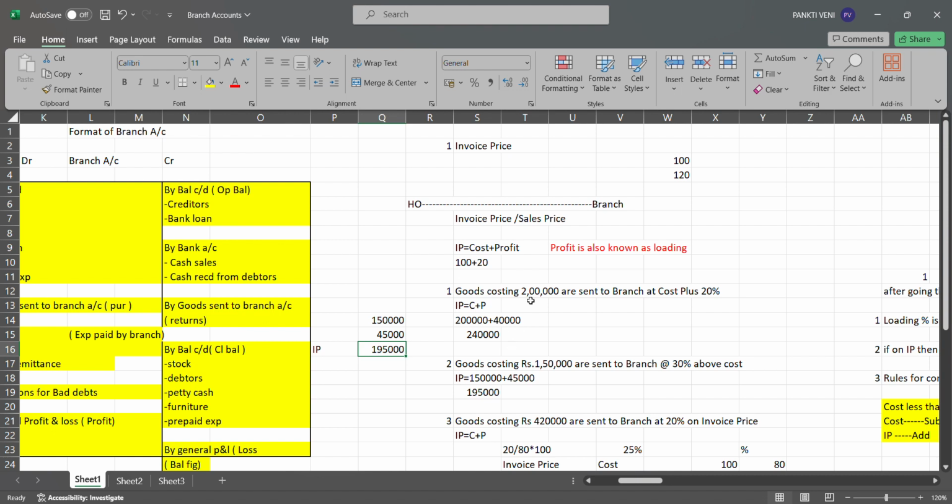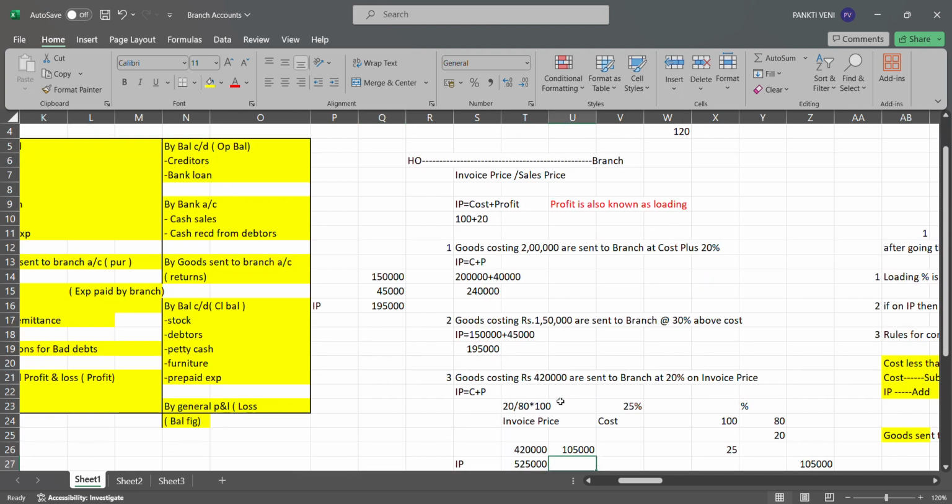So here 2 lakh costing was given to us plus 20% profit percentage. So cost plus profit, 2 lakh plus 20% profit. Then here again 1 lakh 50,000 was given to us. On top of that we are calculating 30% profit. So 1 lakh 50,000 plus 30% profit, 45,000, total 1 lakh 95,000.